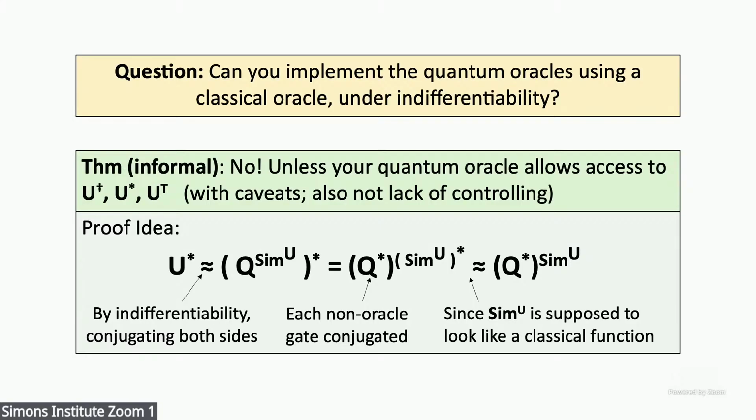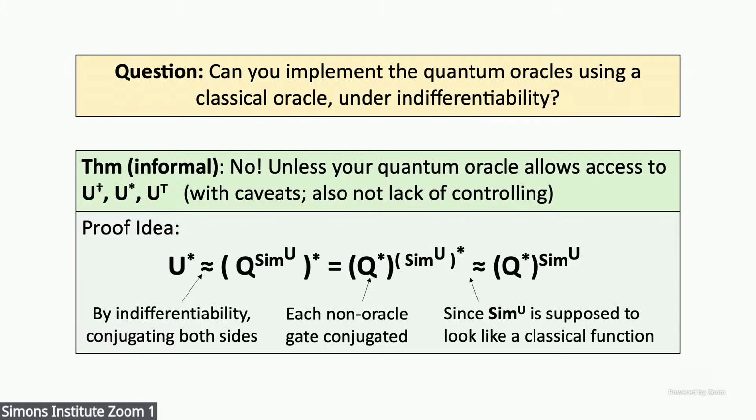Let's pretend I didn't have the stars, the conjugate here. So this is just the proof for conjugate. Based on indifferentiability, we have this simulator that can make queries to U and simulates the random oracle. Now I can imagine running my quantum circuit Q, making queries to that random oracle. The indifferentiability guarantee is that this thing actually just implements U, or looks like U. So U is indistinguishable from Q to the sim to the U. And then I just star both sides. That's fine.